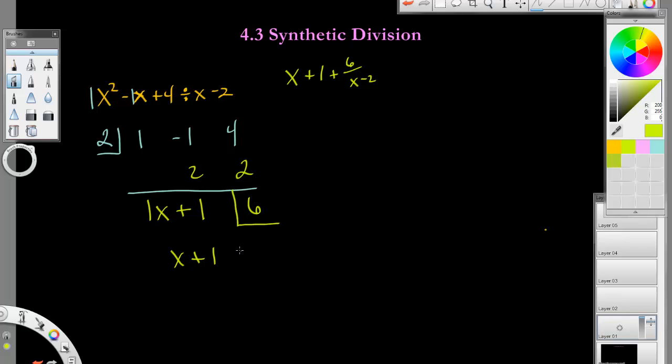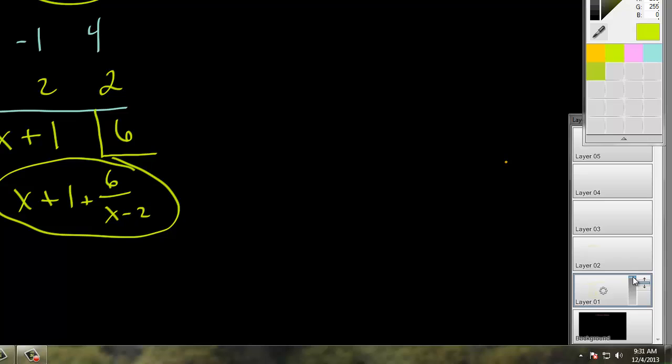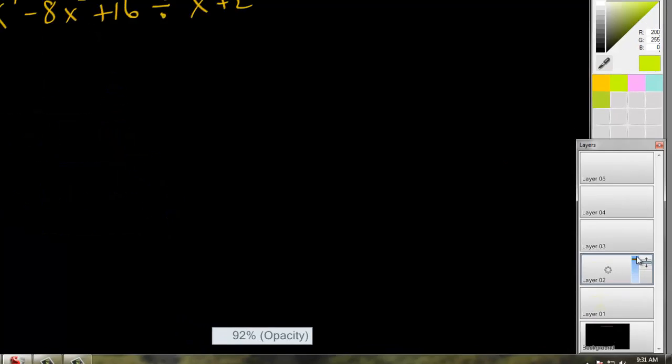So even though the book sometimes... So we put this 6 over the x minus 2, and usually put a plus sign right there. So that would be our final answer. Now, sometimes these come out to have no remainders. Sometimes they come out to have remainders, and that's how you would handle something like that. But way faster. Let me show you another little bit bigger example.